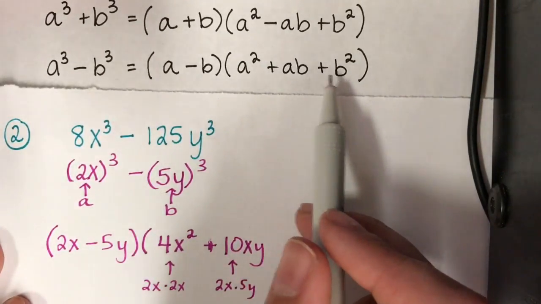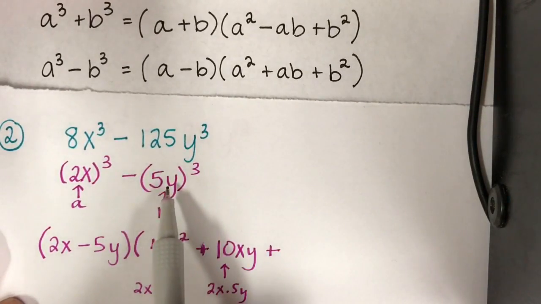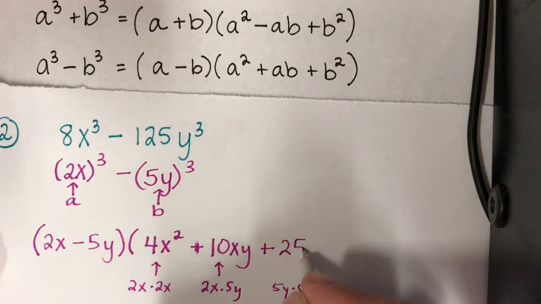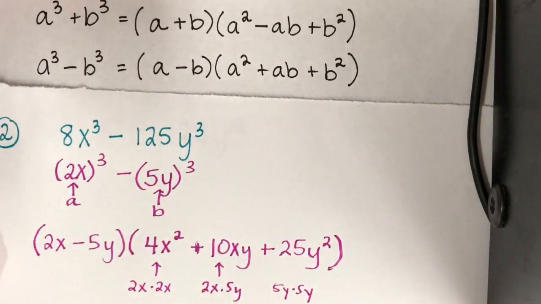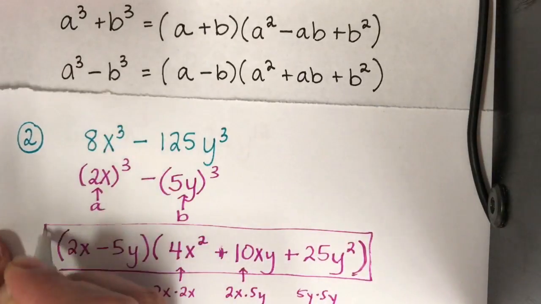And then we just need plus b squared. Plus, well, b is 5y, so that would be 5y times 5y, which would be 25y squared. Okay, so this is our final answer.